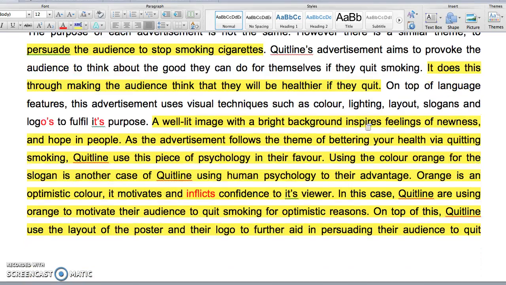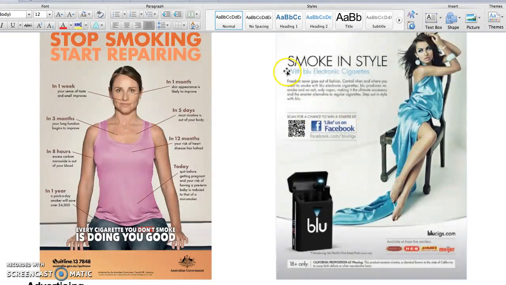Whereas the Blue, I think it's not about health here. It's about possibly sex appeal and a bit of status, because the overall mood of this is you are going to look so sexy when you smoke these blue electronic cigarettes. And then if you look at the language that they use, freedom never goes out of fashion, control when and where you want to smoke with blue electronic cigarettes.